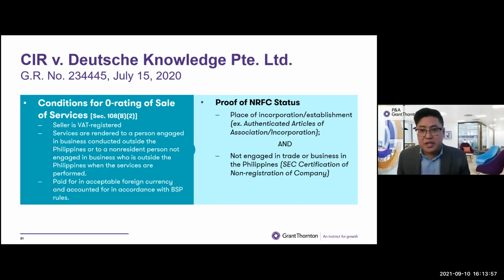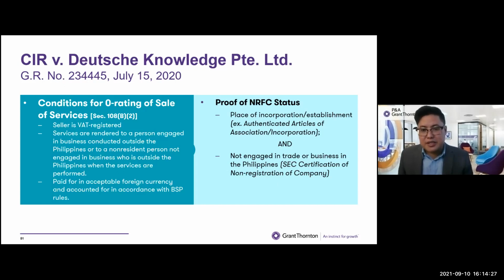Similar also to IT BPM, check your articles of incorporation because there might be a limitation there that you are only going to provide services as an export service enterprise. In short, you're going to provide service in the international market or to international clients. So that should be part of your discussion, especially if management wants to go local, because there might be a limitation on that aspect.